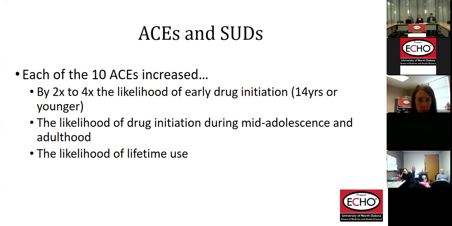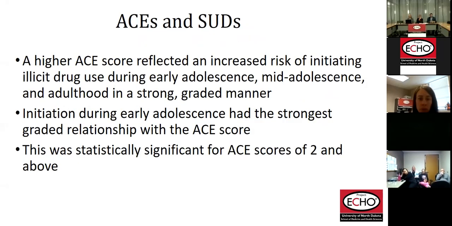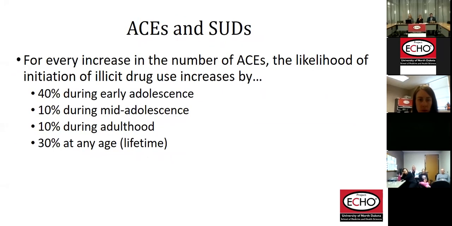So let's see, ACEs also increased, over everybody, the likelihood of lifetime use, which is important to think about. So a higher ACE score reflects especially early onset, and that was the strongest correlation. And then especially for ACE scores of 2 or higher. And this is meant to show the increase for every increase in the number of ACEs. Again, if we imagine that they come in clusters, with each one there is an increasing risk.